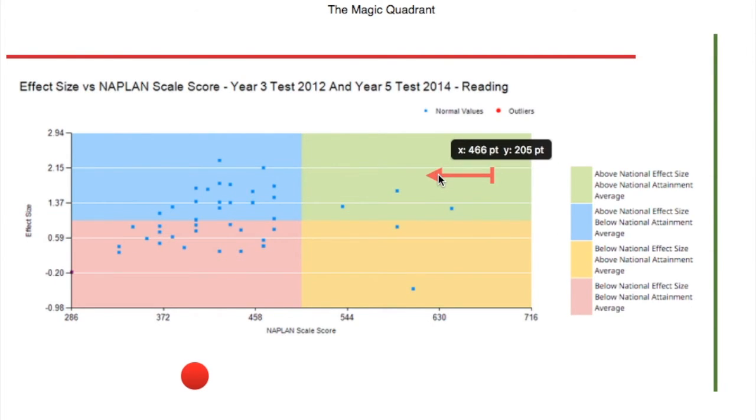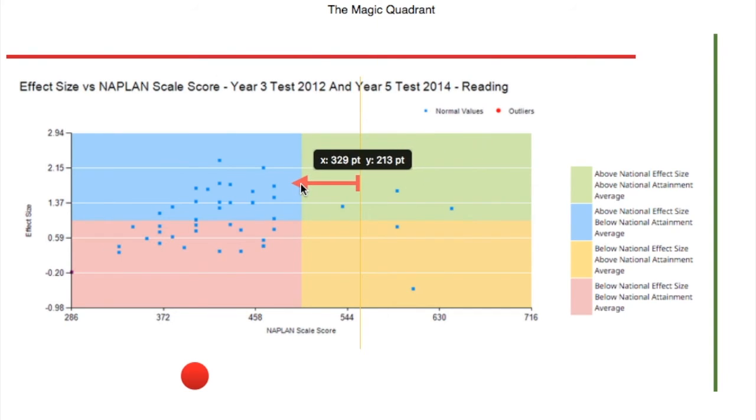If we look up here, we have a high scale score and good growth. So these are the kids who are flying along. And over here in the blue, we have a low scale score. But the really good part of this is that all these students in these blue dots, in this blue quadrant, have got really good growth because they're above average growth and cause for celebration.